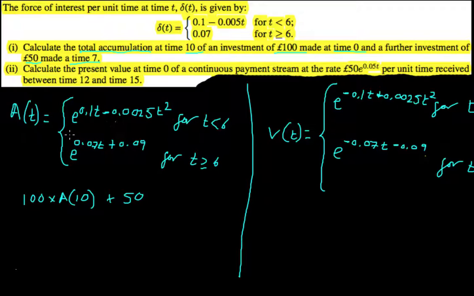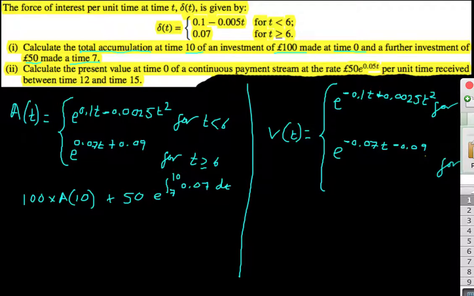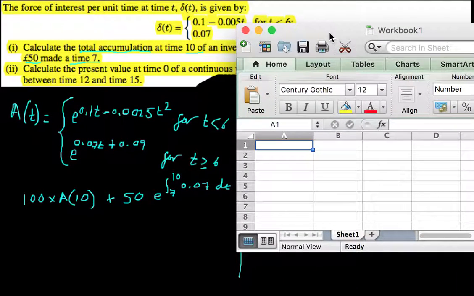Well, actually, not this bit, sorry. It is e to the integral of our delta t when t is greater than 6, because in this case it is. We're starting at time 7 rather than 0, and we're going up to time 10, and that is of 0.07 dt. So let's find this. We can use Excel to figure out what a of 10 is.